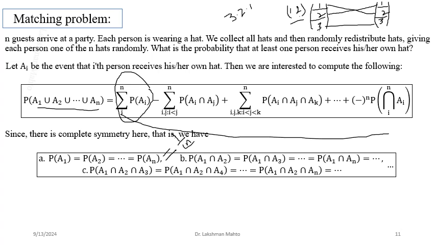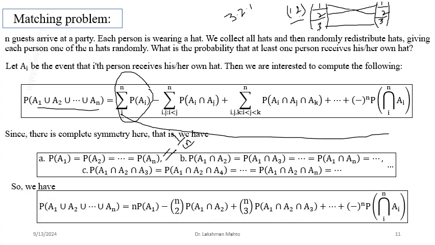What about if two things are coming, A1 intersection A2? What is the probability of this one? Again the same situation comes here. Probability of A1 intersection A2 is equal to probability of A1 intersection A3, and likewise. So all counts are given here. This simplifies to n times probability of A1, then n choose 2 times probability of A1 intersection A2, then n choose 3 times probability of A1 intersection A2 intersection A3, like that.